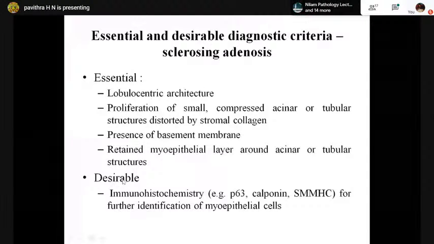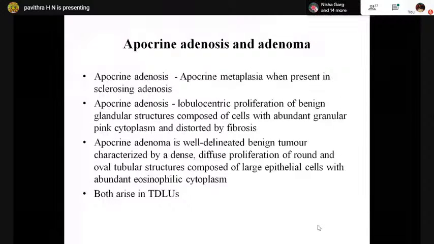And the next type of adenosis is apocrine adenosis, and simultaneously we also talk about apocrine adenoma. You call it apocrine adenosis when there is apocrine metaplasia in sclerosing adenosis. The rest of the features are similar to sclerosing adenosis, and the epithelial lining shows apocrine changes.